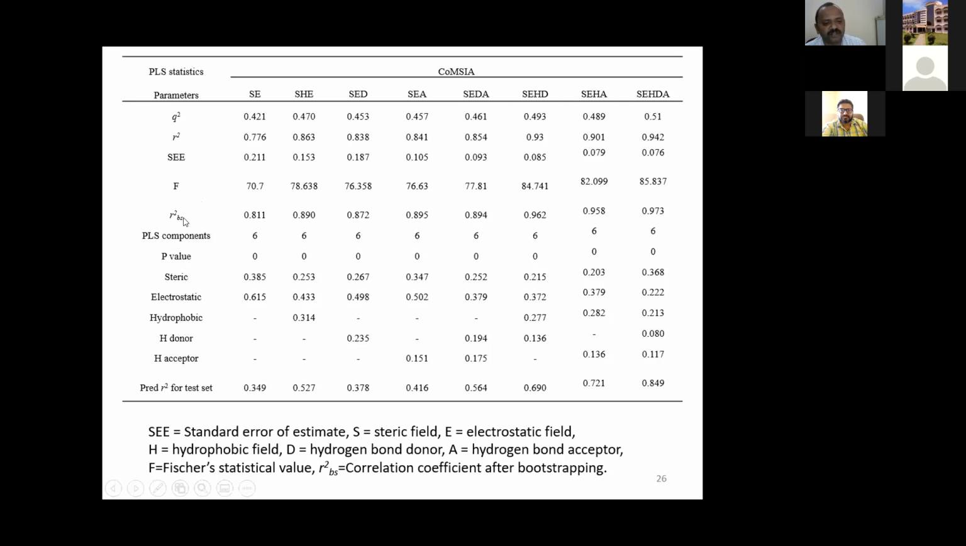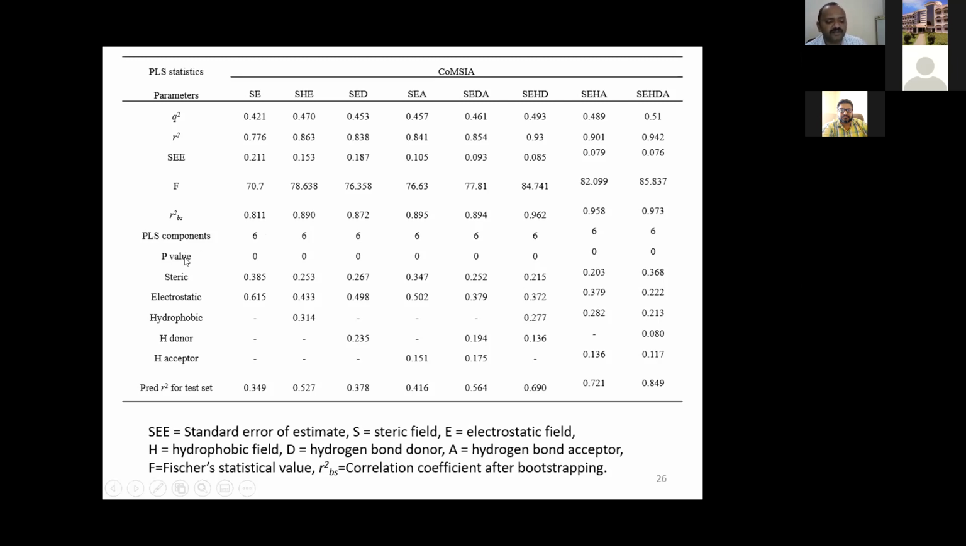We can bootstrap it and enhance the cross-validated correlation coefficient. So you can see that, for example, if the correlation coefficient is 0.776, by bootstrapping it is enhanced to 0.811, like that. Okay. So next is the number of components that has been taken. When you do this analysis, automatically it gives the number of components we are going to take into consideration. It will also predict the optimal number of components and give it to us.